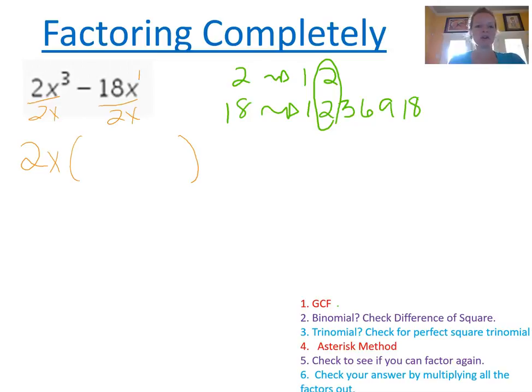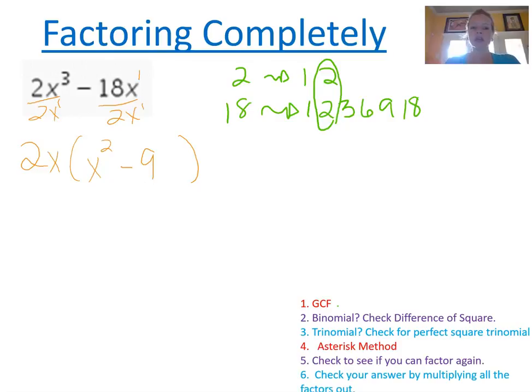Then we have x to the third divided by x to the first. Subtract your exponents and you get x to the second. Put your minus sign in. 18 divided by 2 is 9. And then x to the first over x to the first would be x to the 0, which is 1, so we don't have to write anything for that. Okay, so now in our parentheses, we have x squared minus 9.